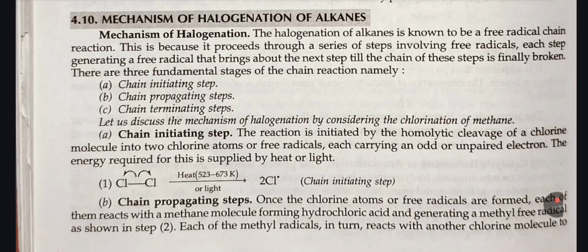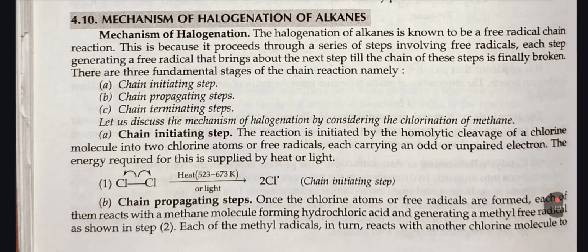This is because it processes through a series of steps involving free radicals. Each step generates a free radical that brings about the next step, till the chain of these steps is finally broken. There are three fundamental stages of a chain reaction, namely chain initiation step, chain propagation step, and chain termination step. Let us discuss the mechanism of halogenation by considering the chlorination of methane.